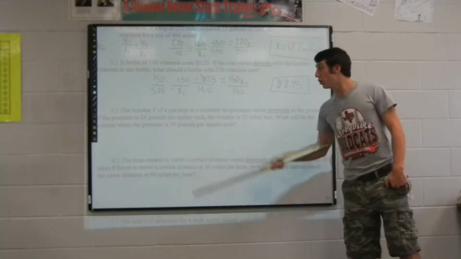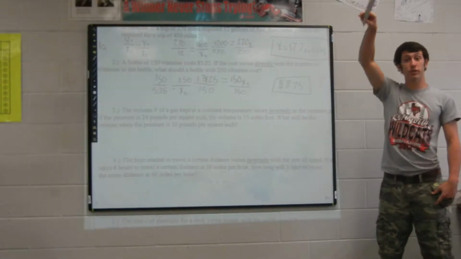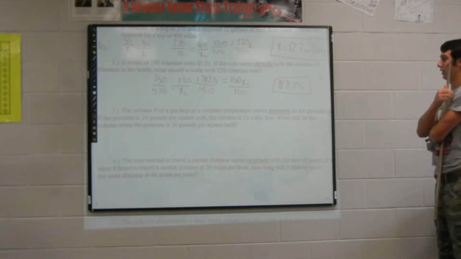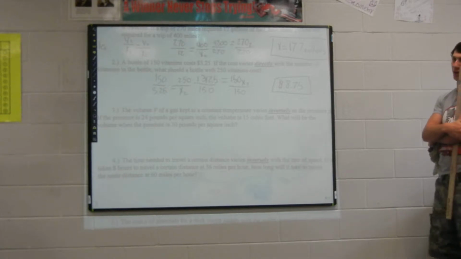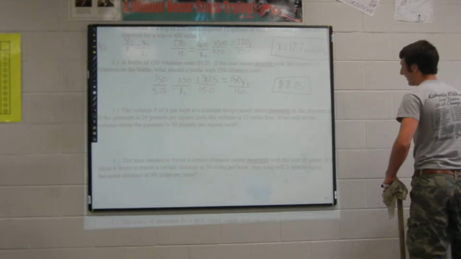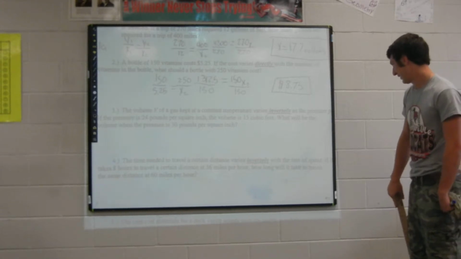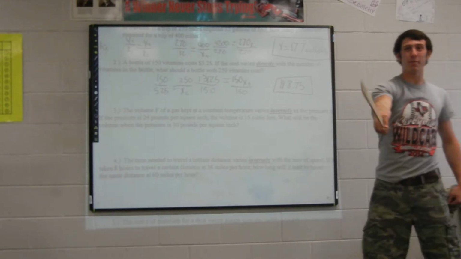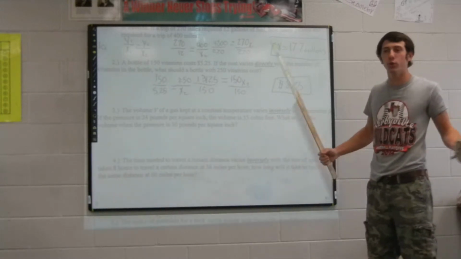Now, here we go. Who would like to read number 3? Shaniqua over there. The volume V of a gas kept at a constant temperature varies inversely as the pressure P. If the pressure is 24 pounds per square inch, the volume is 15 cubic feet. I think we did this in chemistry. What will be the volume when the pressure is 30 pounds per square inch? And you're correct about chemistry. Look at that. You're doing algebra 2 in chemistry and chemistry in algebra 2.